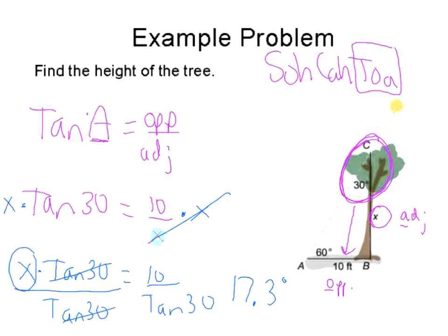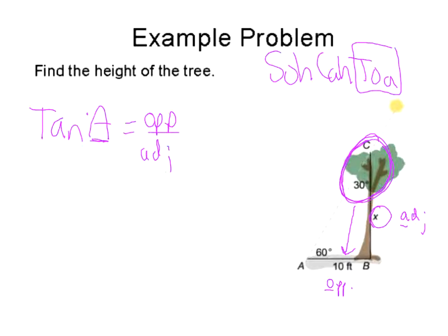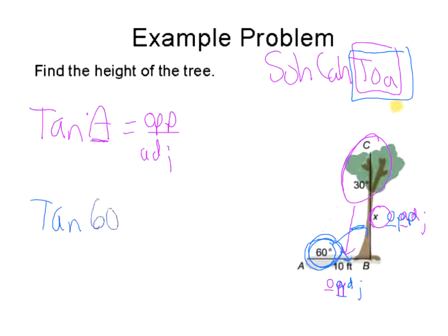Let's try one other thing. Watch. No, it's not a trick. I just want you to watch something else. Because what if I was looking from this angle? Just watch real fast. This is like the other one we did. I would know my opposite and my adjacent. If I do it in blue, opposite and adjacent is still tangent. So this one is tan 60 equals X over 10.